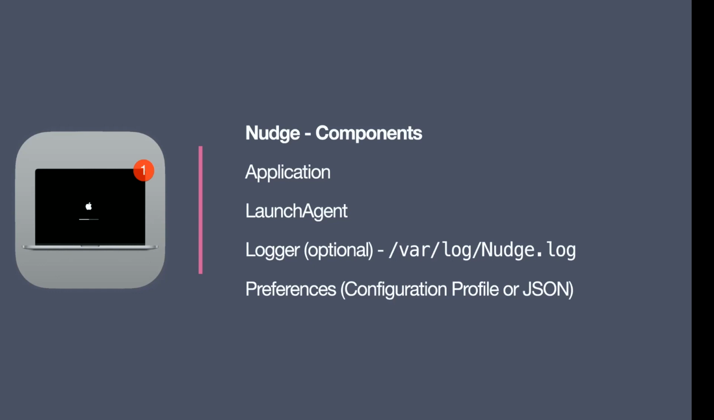And finally, the final piece is the preferences. These can be either in the form of a good old MDM configuration profile or a JSON file that you would direct Nudge to when you launch it. And if you do go for the JSON option, you can store that JSON file locally on the Mac that Nudge is running on, or you can host it on a web server and specify it as a URL. But for this talk, I'm going to be looking at the MDM configuration profile.